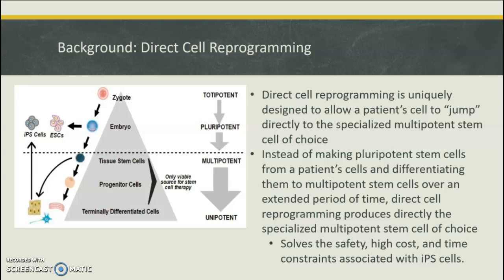Next, I want to discuss direct cell reprogramming. This type of reprogramming is unique due to allowing the patient's cell to jump directly to a specialized multipotent stem cell of choice from the terminally differentiated cell. As I said in the previous slide, cellular reprogramming requires multiple intermediate steps to achieve the induced pluripotent stem cell fate. So instead of making pluripotent stem cells from patient cells and differentiating them to multipotent stem cells over an extended period of time, direct cell reprogramming produces directly the specialized multipotent stem cell of choice.